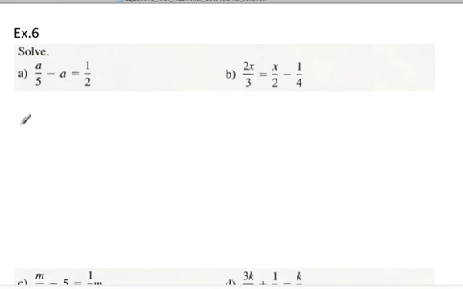So it's part A, lowest common denominator is 10 for 5 and 2. So we're going to multiply everything on the left-hand side by 10.